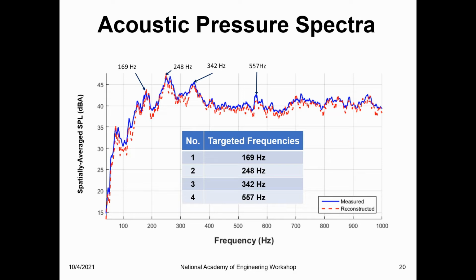The reason we show the spectrum up to 1000 Hz is because the sound pressure level drops continuously beyond 1000 Hz, which indicates that the dishwasher noise is primarily generated by structure-borne sound. The spectra indicate that there are 4 major resonance peaks at 169 Hz, 248 Hz, 342 Hz, and 557 Hz. These peaks were selected as targeted frequencies in this example.